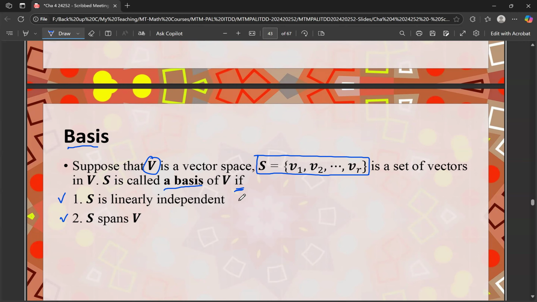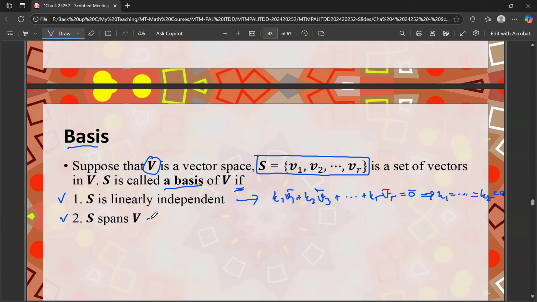In practice, we can prove S is linearly independent by using this linear combination: K1 V1 plus K2 V2 plus and so on up to KR VR is equal to 0, and then we must find that K1 up to KR should all be 0. This is how to show linear independence.